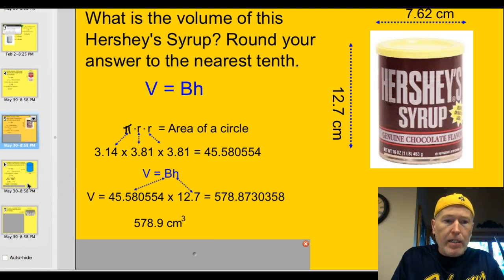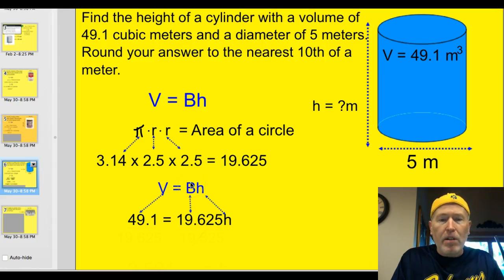All right. There's always a yeah, but. Yeah, but what if one of the measurements is missing? As long as you have two of these three things, you can find out the third. So here, we were looking for the volume equals the base times the height. We don't know what the height is. So here we're going to find the height of a cylinder with a volume of 49.1 cubic meters and a diameter of 5 meters. So we're missing the height.